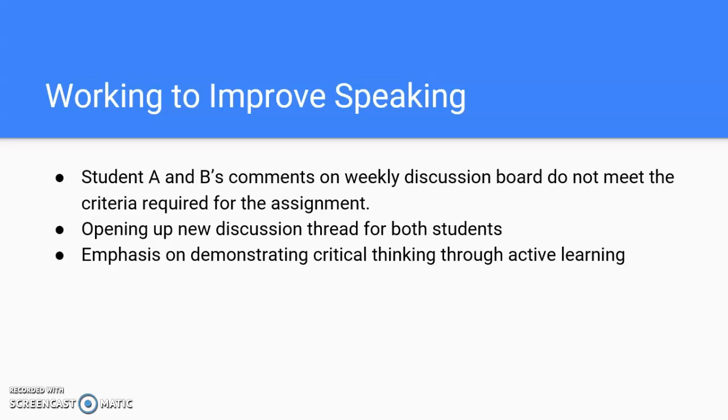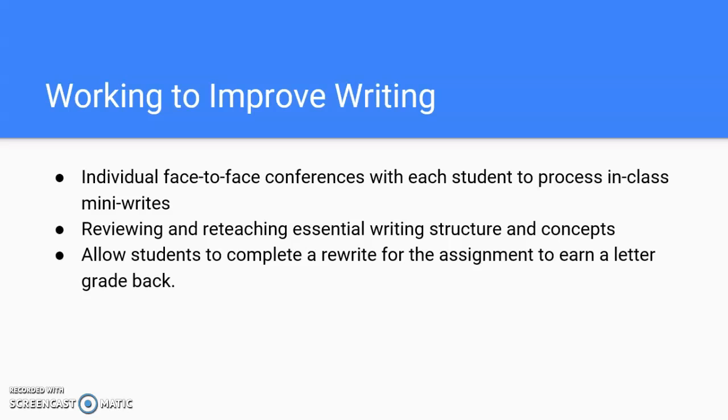What I would do to improve their speaking was, after meeting with them and talking them through the process, open up a new discussion for both of these students that they can engage in together in an online discussion forum over an essential question, and really emphasize demonstrating their critical thinking through that active learning. So they still have to engage in the actual task of the discussion, but I'm giving them that extra opportunity to earn some points back and demonstrate their growth here, and hopefully encourage them to continue to collaborate throughout the remainder of the course.